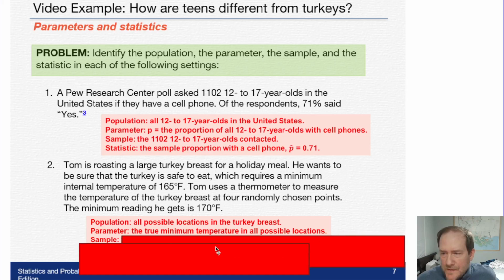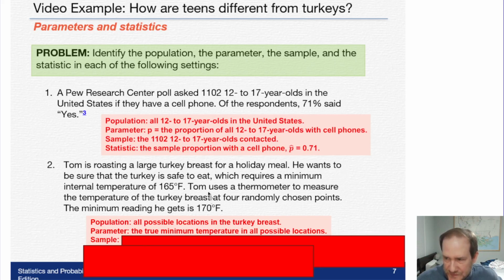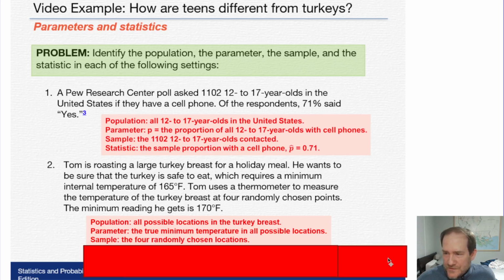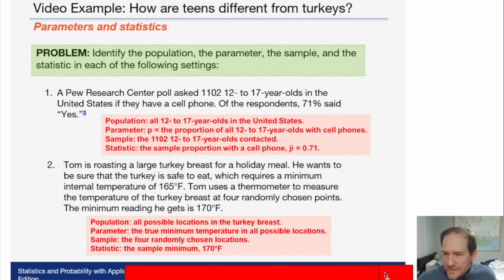All right, and then what's the sample? Well, the sample would be the few places that Tom actually measured. So again, if we read back through this, it says that Tom uses a thermometer to measure the temperature of the turkey breast at 4 randomly chosen points. So that's the sample, just those 4 randomly chosen points where Tom chose to measure the temperature. And so finally the statistic would be the sample minimum of 170 degrees Fahrenheit.